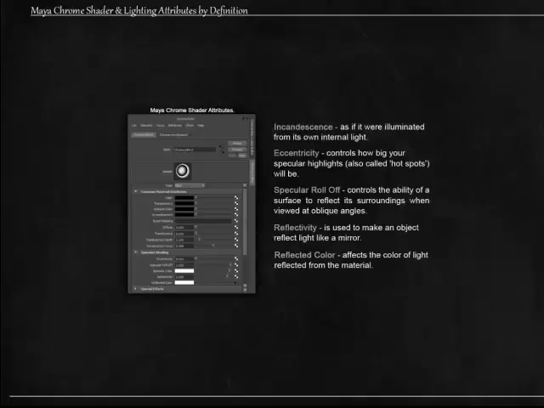A little bit about a basic chrome shader that you might be using in Maya. And these same principles apply if you're drawing it as well. You have incandescence, which is like the object looks like it's glowing. You have the eccentricity, which controls how big your specular highlights are. So if you think about drawing, it's going to be the point of the sphere where it's got the highest value. Specular roll-off is the ability of a surface to reflect its surroundings, which, as you know, chrome is very good at; the higher the roll-off, the better it's going to be able to reflect its surroundings. Reflectivity is kind of like a mirror, and then the reflected color.